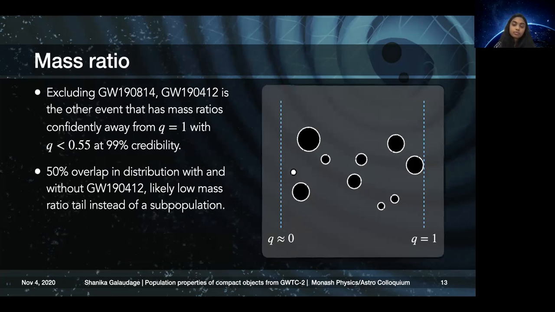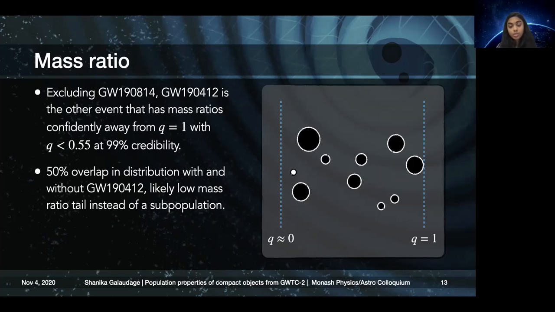Moving on. 190814 happens to be also a very extreme mass ratio event, with a mass ratio of 0.1. Another event in our catalog that has a mass ratio that's confidently away from equal masses is 190412, which is a confident binary black hole. And we find that this event is confidently away from q equals 1 at 99% credibility, at q equals 0.55, when considering our population.